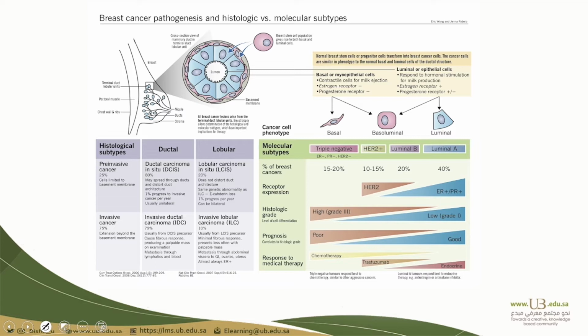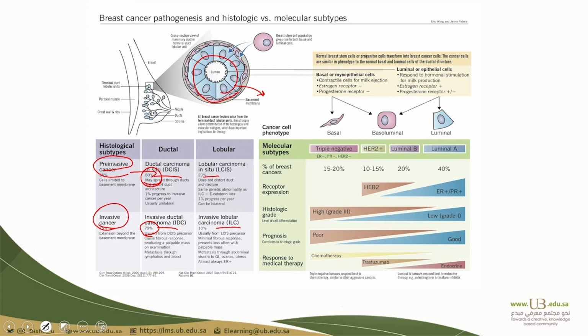If the malignant cells cross the basement membrane, we call it invasive cancer. If it doesn't cross the basement membrane, we call it pre-invasive or non-invasive. In non-invasive, we have ductal carcinoma in situ and lobular carcinoma in situ. The ductal carcinoma in situ is more common. In the invasive, we also have ductal and lobular, as invasive ductal carcinoma or invasive lobular carcinoma, and ductal is more common.